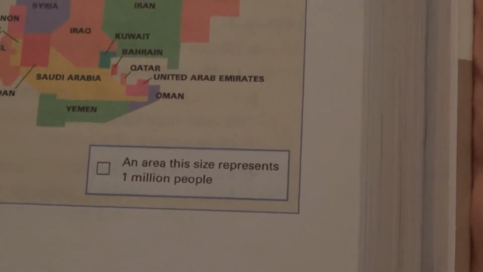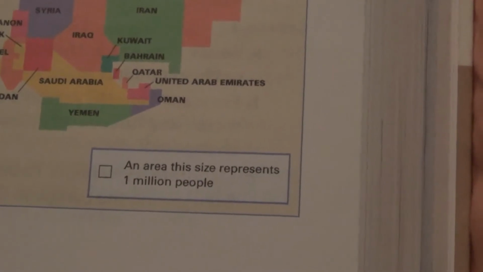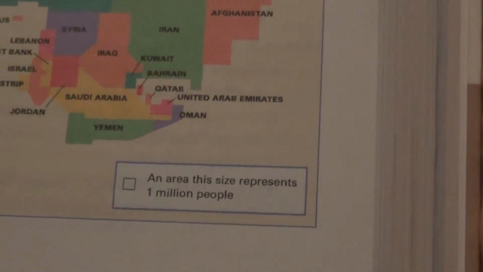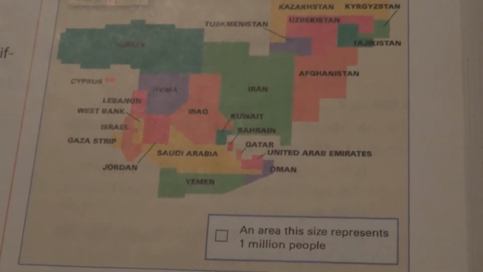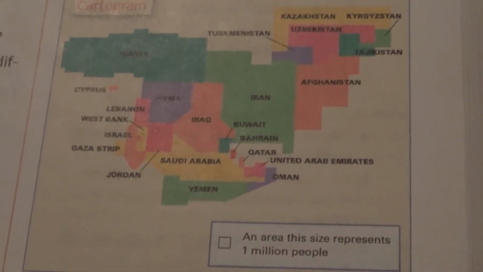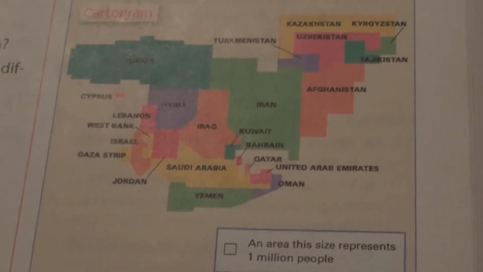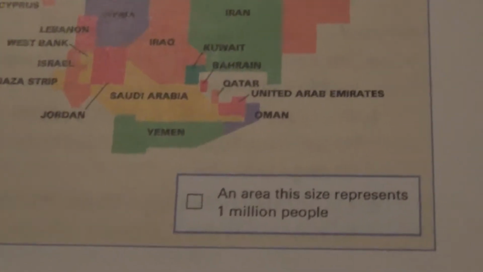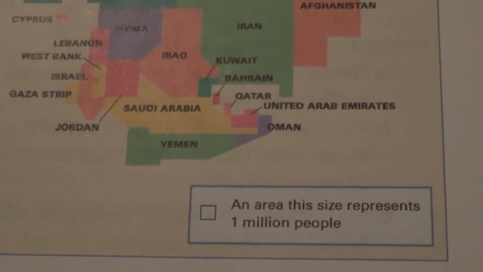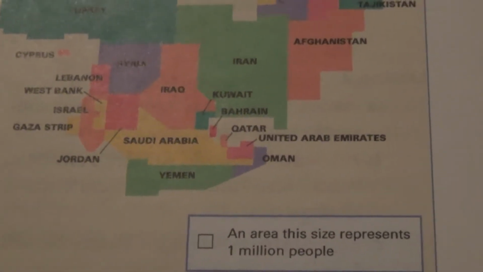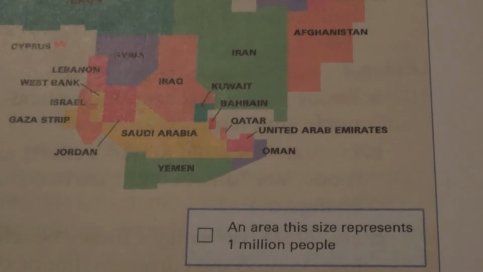So now I'm going to count 1, 2 squares. Each square equals 1,000,000 people. So 1,000,000 people per square. That makes 2,000,000 people, because 1,000,000 plus 1,000,000 equals 2,000,000. Bahrain may have 2,650,000 people, but they do not have enough to get another square on the map, because you have to have at least 1,000,000 people to get a square. So they have at least 2,000,000 people, but they have less than 3,000,000 people living in Bahrain. Okay?